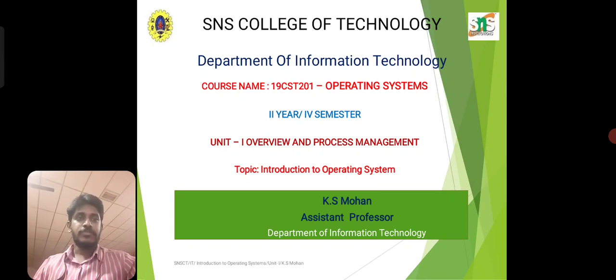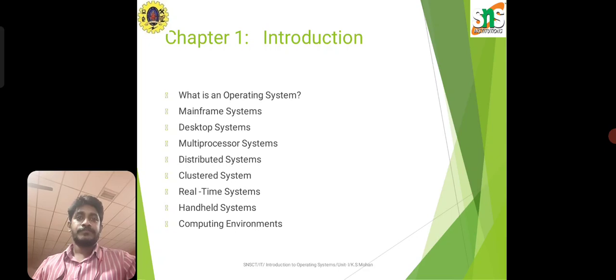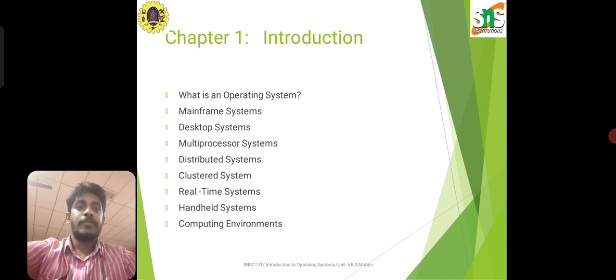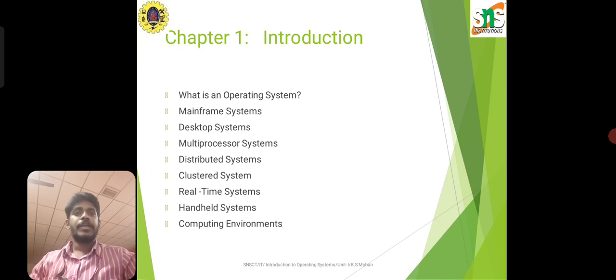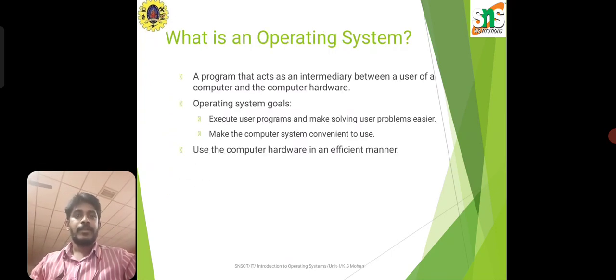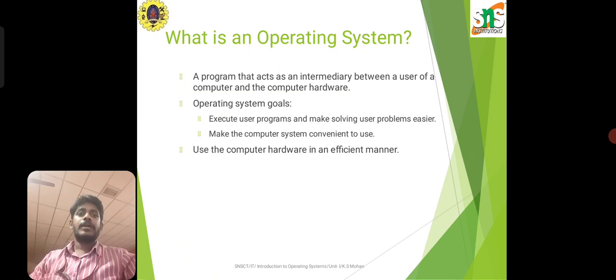Let's start with what is OS. Here, we're going to cover what is an OS, what is a mainframe system, what is a desktop system, what is a multiprocessing system, then distributed system, cluster system, real-time system, handheld system, and computing environments. In this topic, we're going to see what an operating system is and what basic introductory things are covered under the OS.